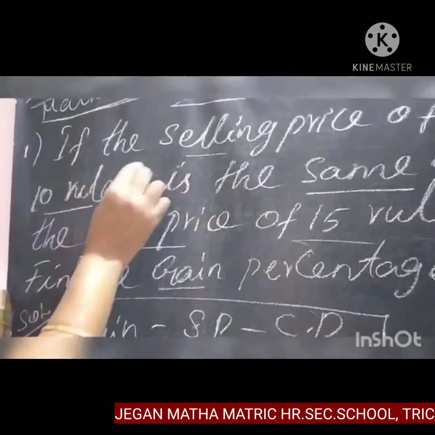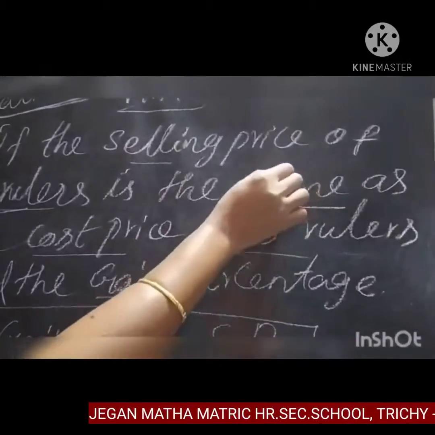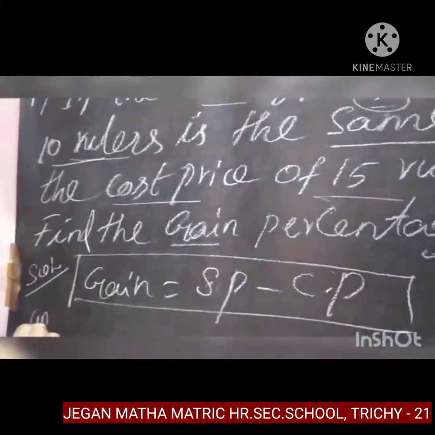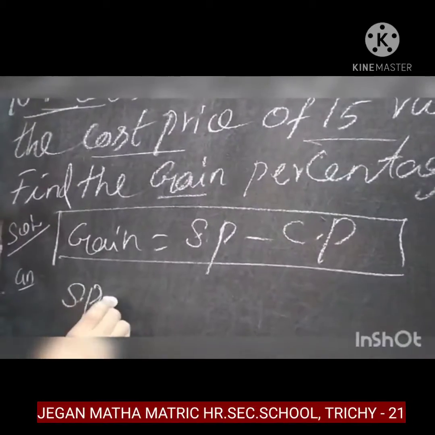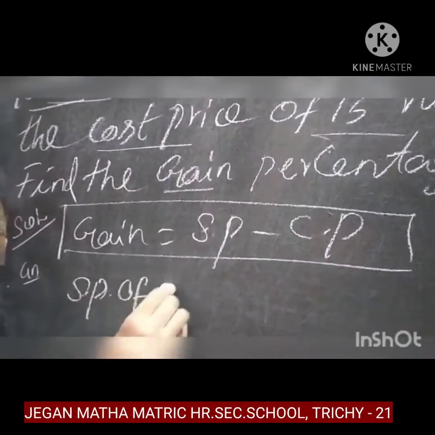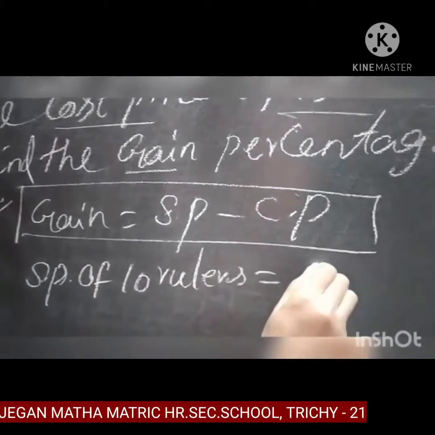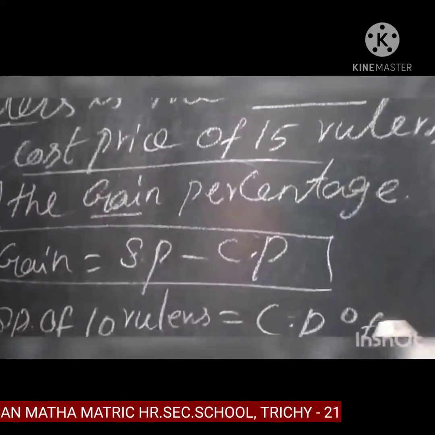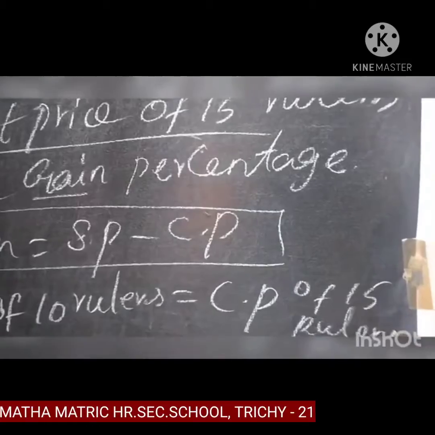10 rulers, both are equal. The selling price of 10 rulers is the same, that means it is equal to the cost price of 15 rulers, that is given in the sum. SP of 10 rulers equals CP of 15 rulers, both are equal, that is given in the sum.